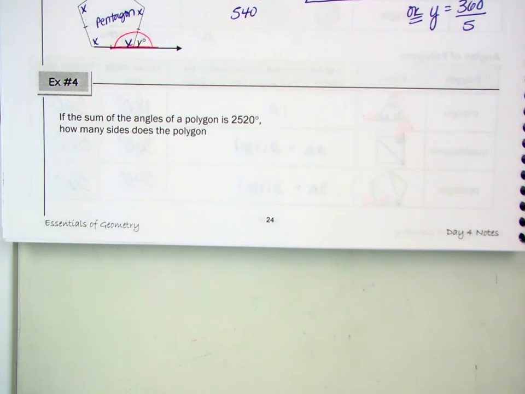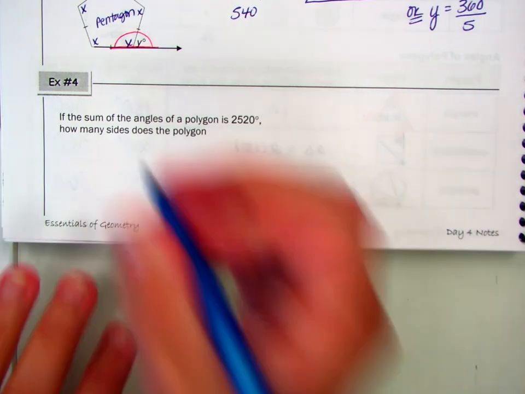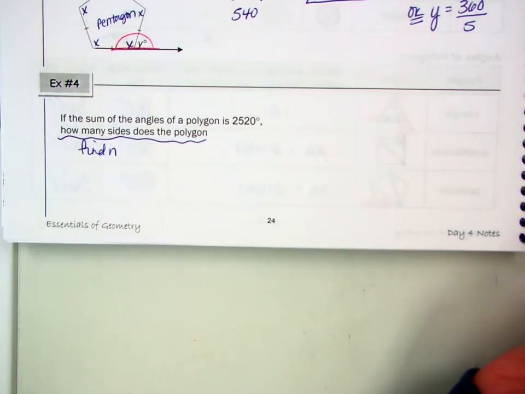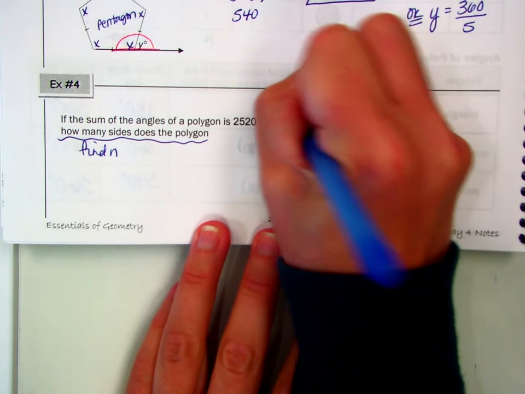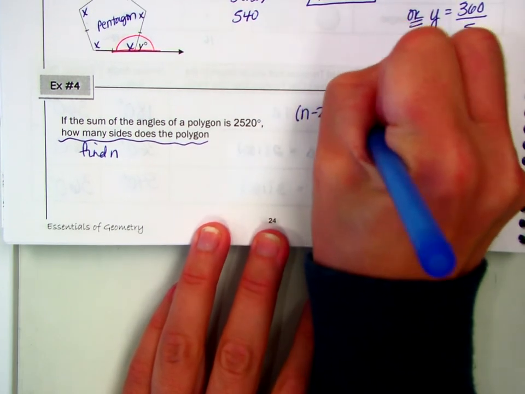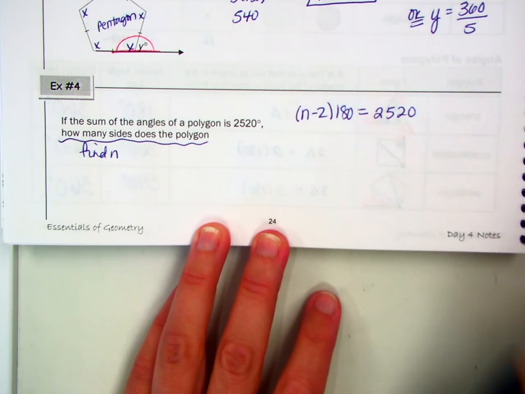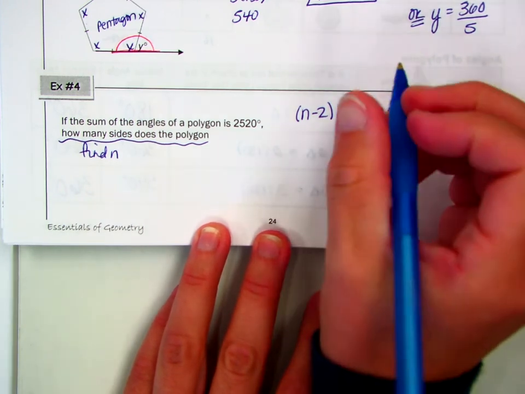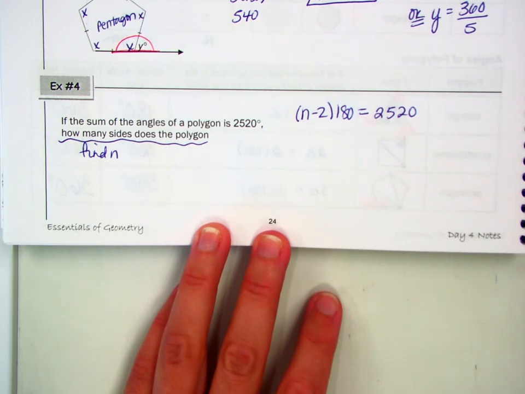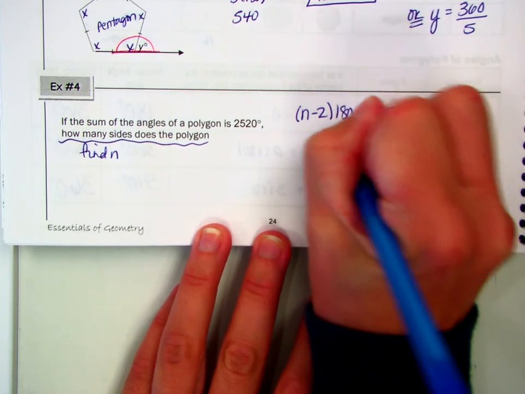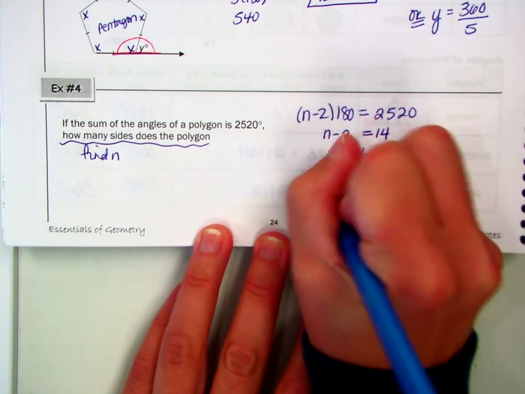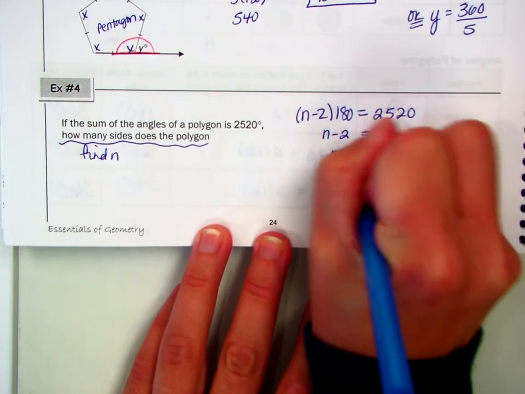If the sum of the angles of a polygon is 2,520, how many sides does it have? So we're trying to find the n, okay? The sum of the angles, so that's the formula, n minus 2 times 180, that gives us 2,520. So we have to solve for n. So I'm first going to divide both sides by 180. So on the calculator, 2,520 divided by 180 is 14. So n minus 2 equals 14. Add the 2 and n is 16. So it has 16 sides.